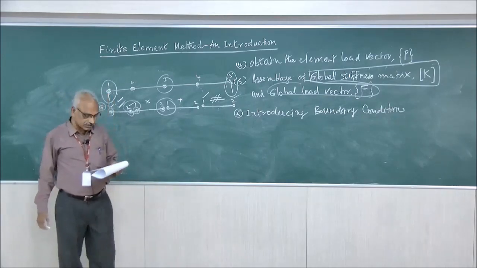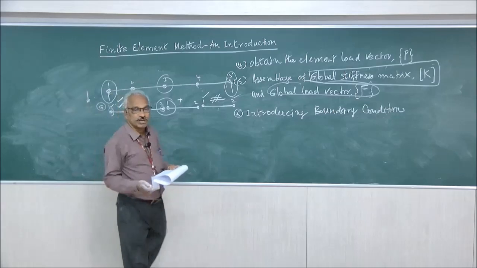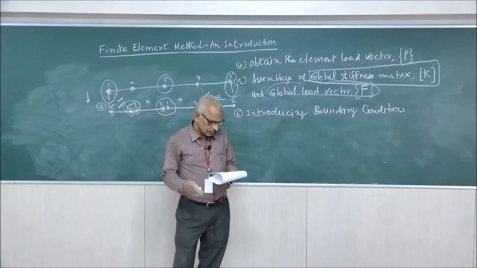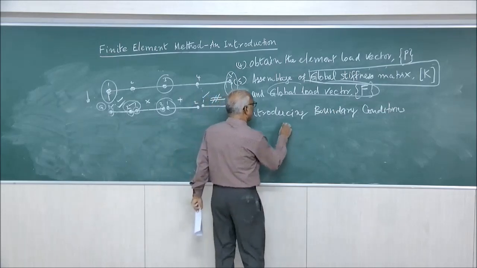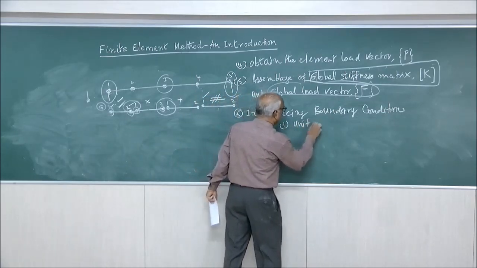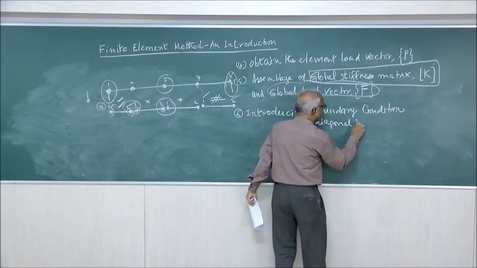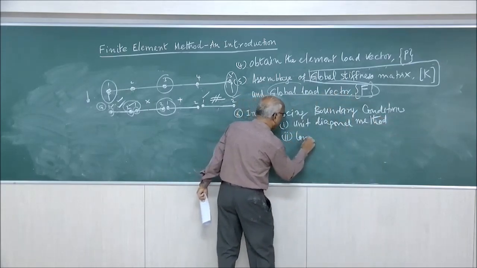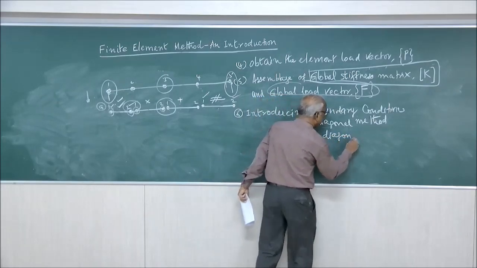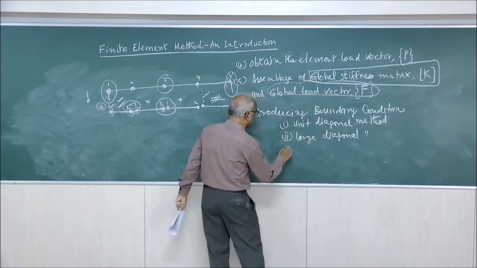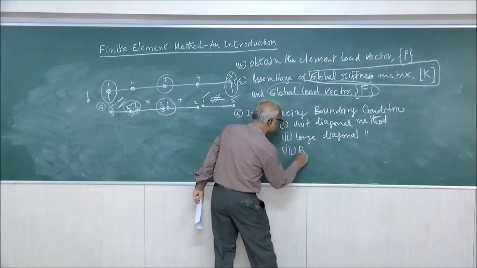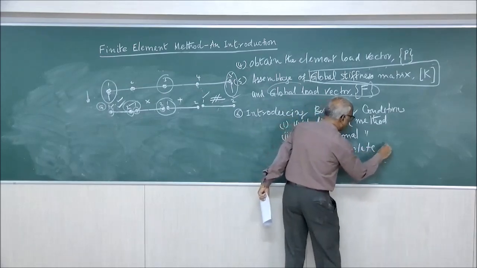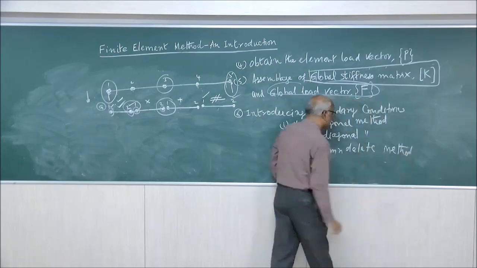Now, for introducing boundary conditions, you must know why we have to introduce them. What is a boundary condition? Why do you have to fix it to the ground? All those things you have to understand. Then there are a number of methods. One is the unit diagonal method. We have the large diagonal method. We have the row column delete method. These are the methods.